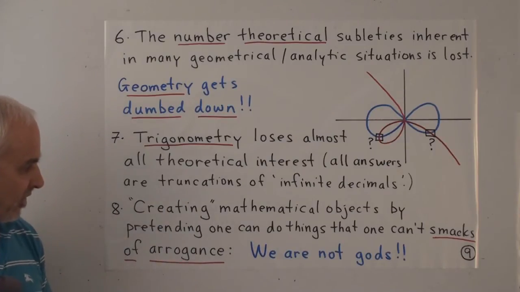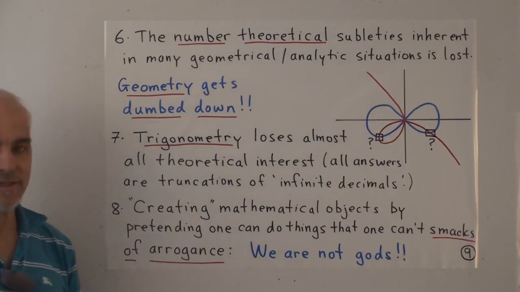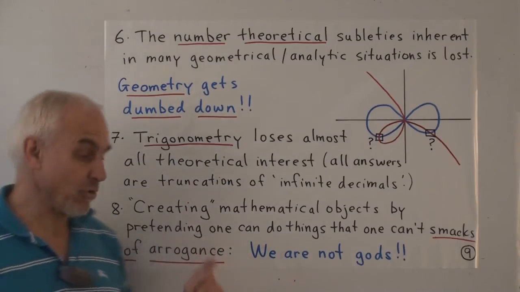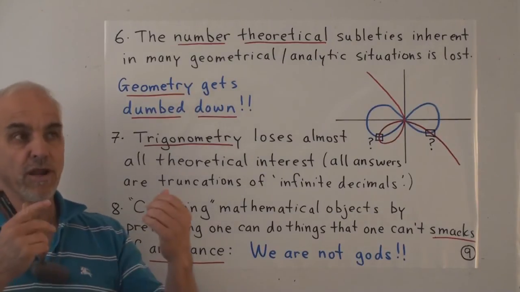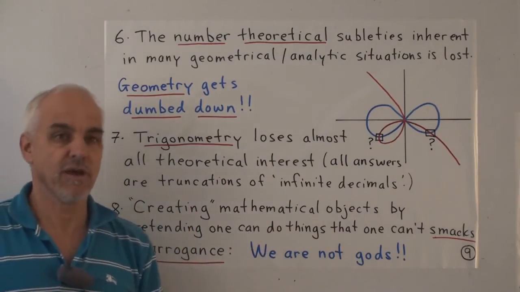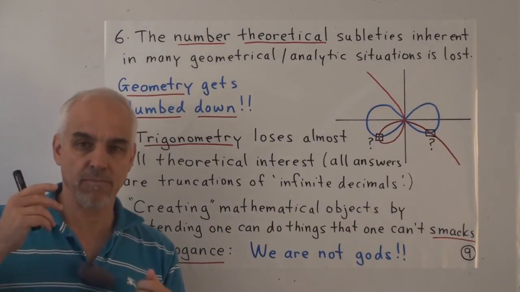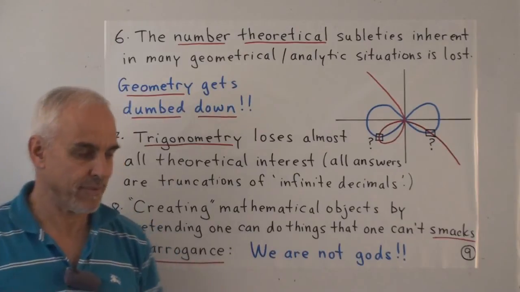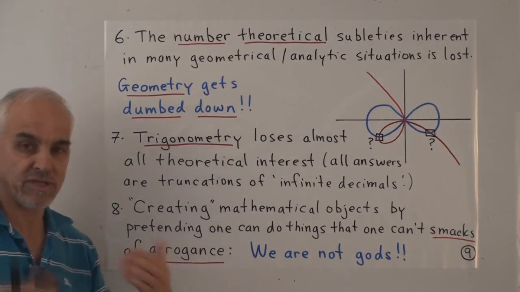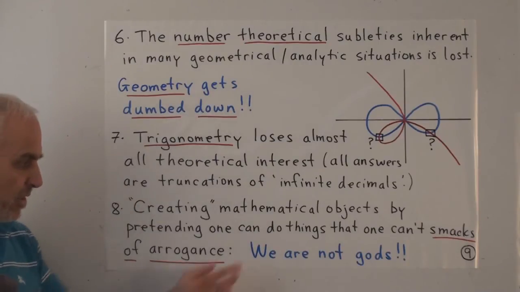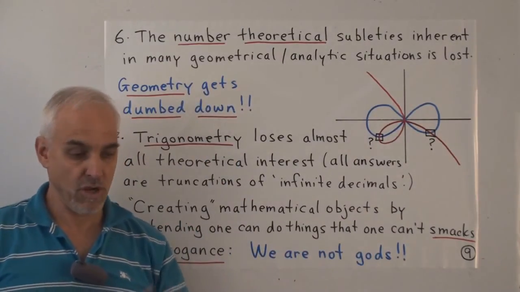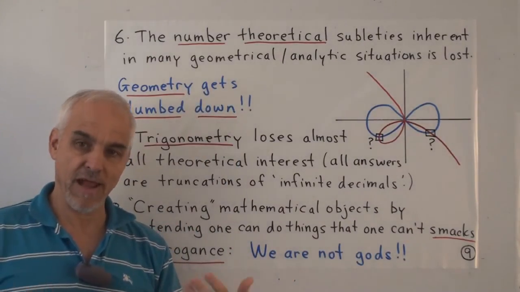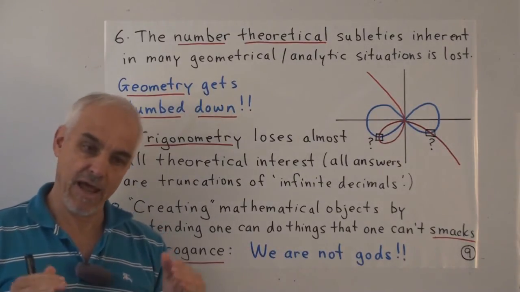And last on my list is this sort of meta thought that creating a mathematical object by pretending that one can do something that one can't smacks of arrogance. To say, all right, well, I'm going to think about an infinite string of digits that I'm able to imagine creating. That's not something that you can actually do, but you're pretending that you can do it. So we are not gods. We do not need to pretend that we are at the level of the gods or God. We are human beings. And our mathematics should be appropriately modest and sensible.